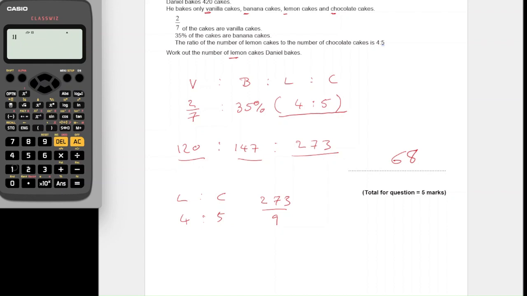and it looks like I've made a mistake somewhere. Let's just quickly review that. 276, so 420 minus that, 153. So not sure what I did there. 153 divided by 9 gives me a much better answer, so 17, and then 4 times by 17 gives me the 68 again.